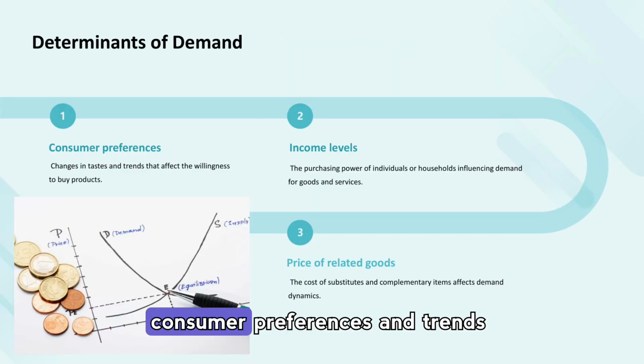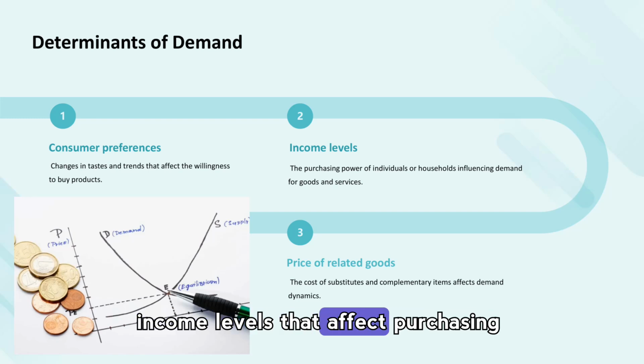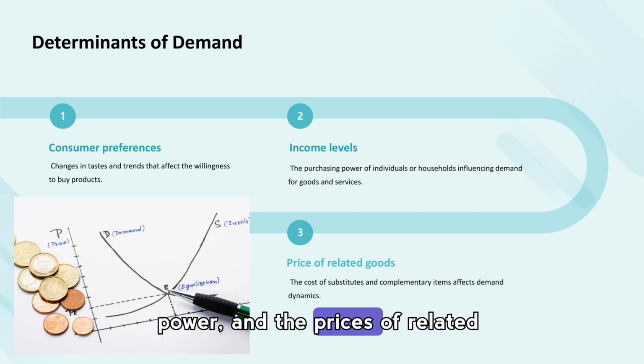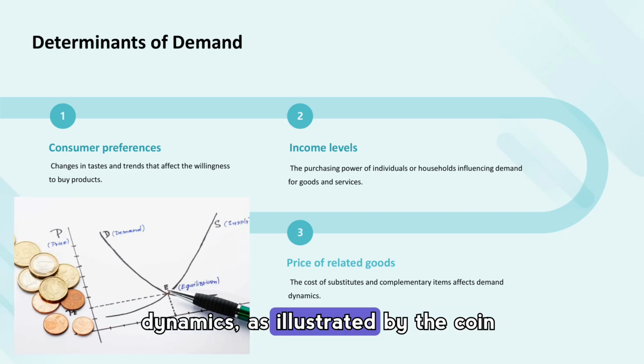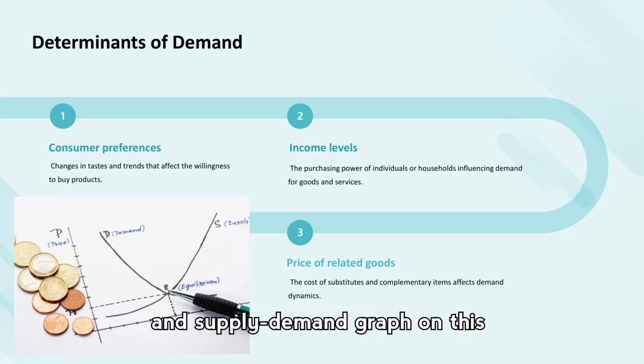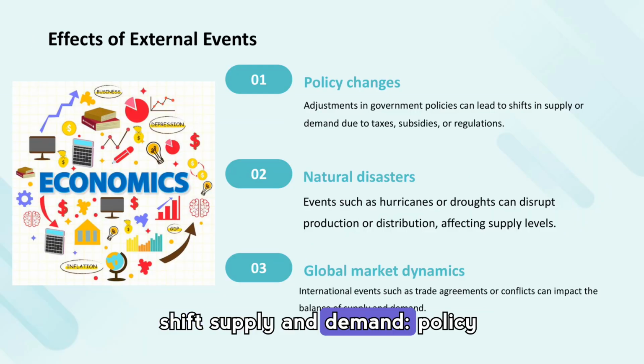Determinants of demand cover consumer preferences and trends that change willingness to buy, income levels that affect purchasing power, and the prices of related goods, substitutes, and complements that alter demand dynamics, as illustrated by the coin and supply-demand graph on this slide. External events can meaningfully shift supply and demand.